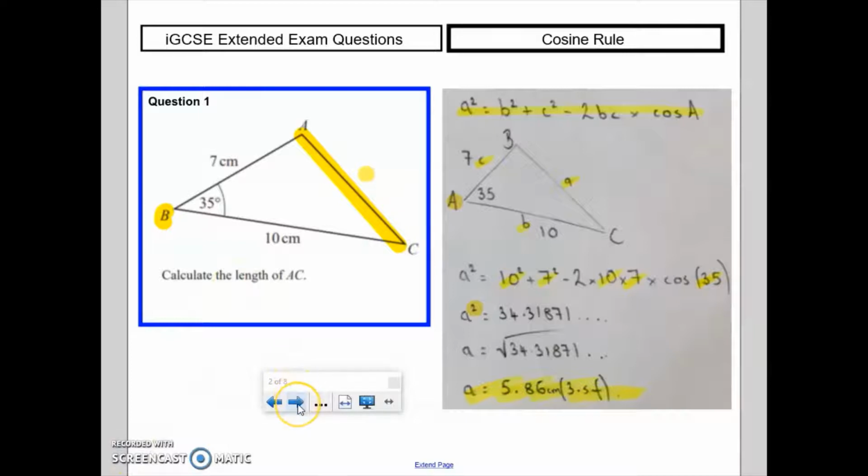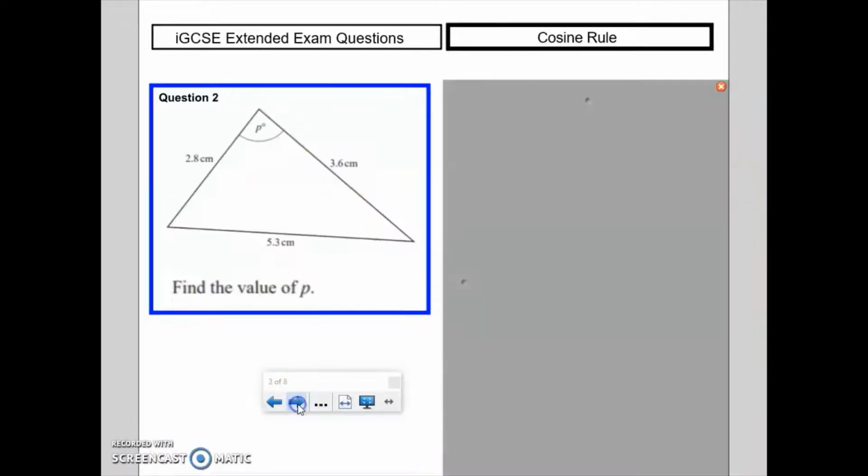Let's have a look at a further example. Okay, question 2. So this time I'm dealing with a non-right angle triangle where I know all 3 sides and I'm asked to work out an angle. So again, that is suggesting that I need to be using the cosine rule. It meets the criteria for applying the cosine rule. Because I'm working out an angle, I'm going to be using the second version of the cosine rule, which I showed you earlier in the video.